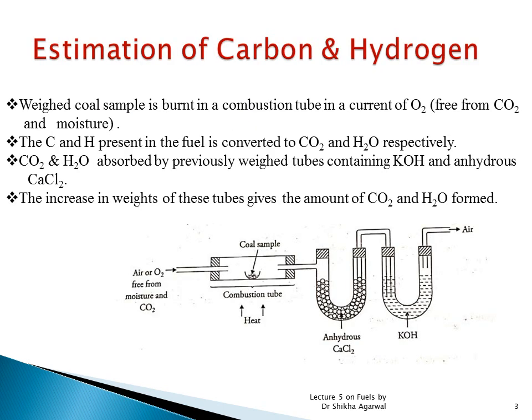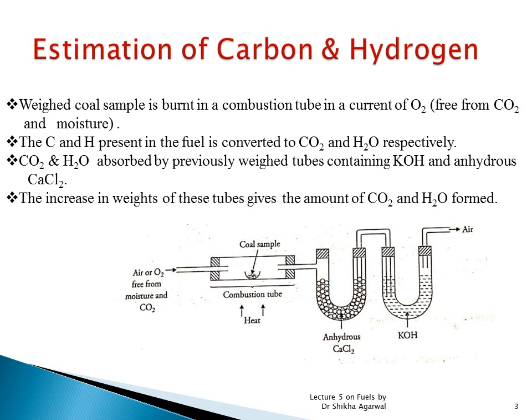Now first is the estimation of carbon and hydrogen. See, the diagram is given here. So what we do is we take a known weight of a coal sample in a crucible and place it in a combustion tube. Now air or oxygen which is free from moisture and carbon dioxide is let inside this combustion tube. Now it is heated. Combustion of the coal sample takes place.